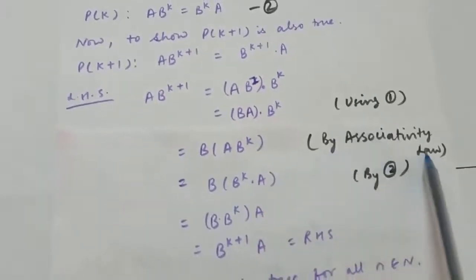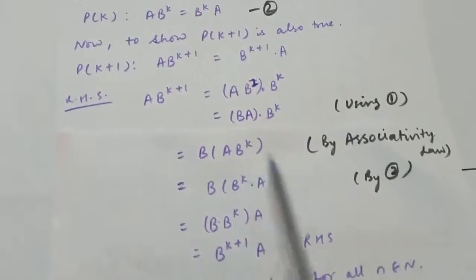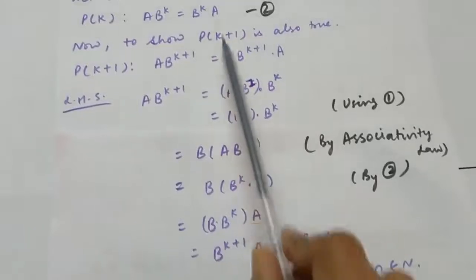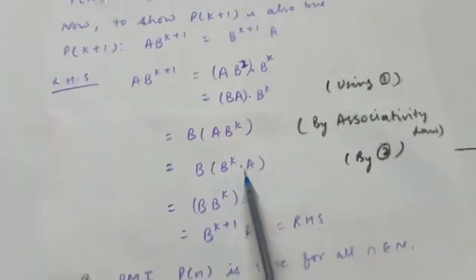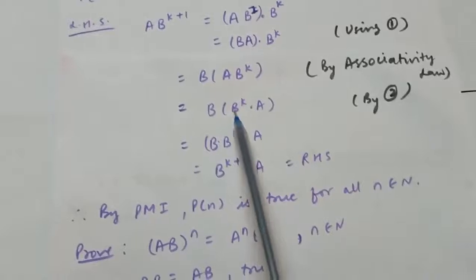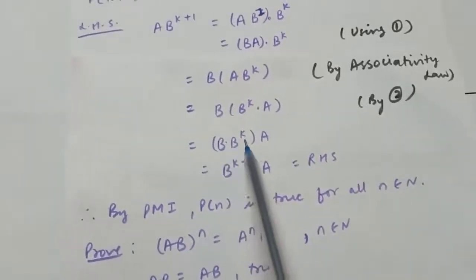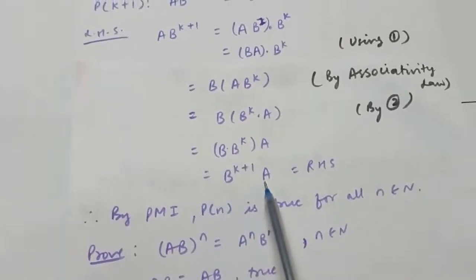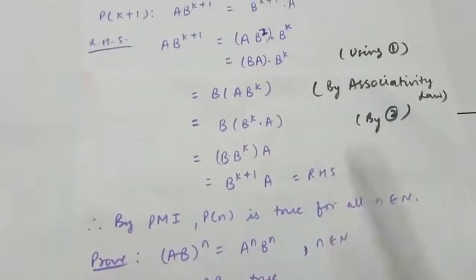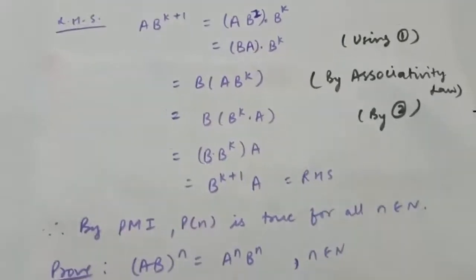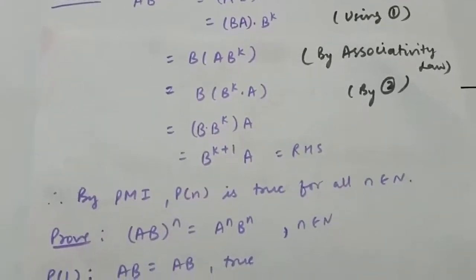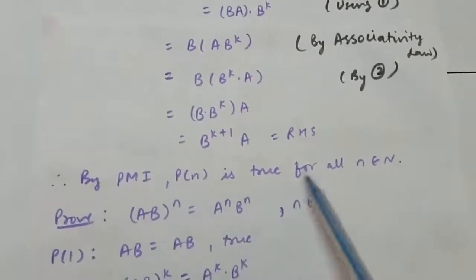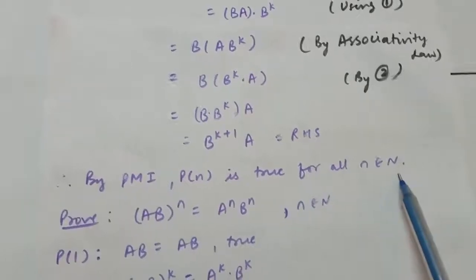Now this, by using 2 we can say this is equal to B raised to the power k into A. Clear? Now again by associativity, writing these two matrices product together into A. Now this will be B raised to the power k plus 1 into A, which is equal to the RHS. Therefore Pk plus 1 is true whenever Pk is true. Hence by PMI we can say that the given statement Pn is true for all n belongs to natural number.